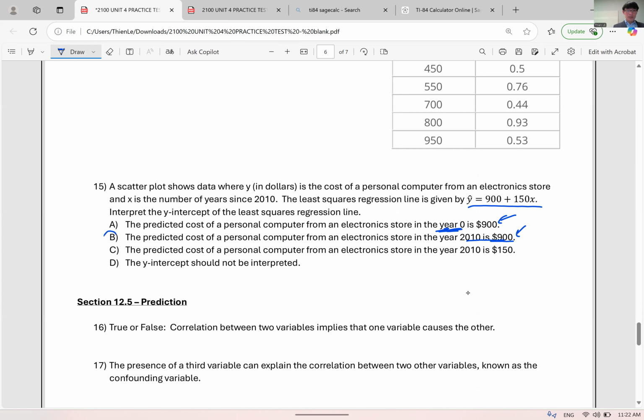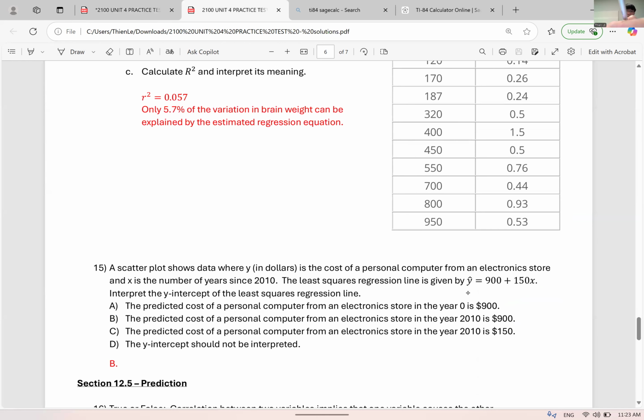So I think B should be the correct choice. Predicted cost of personal computers in a year. No, it's wrong. Because in the year 2010 here, which is x equals 0, it would be 900, right? It should not be interpreted that way. I think it can be interpreted by just x equals 0, right? So let's see what they say. Yeah, B, right, B.